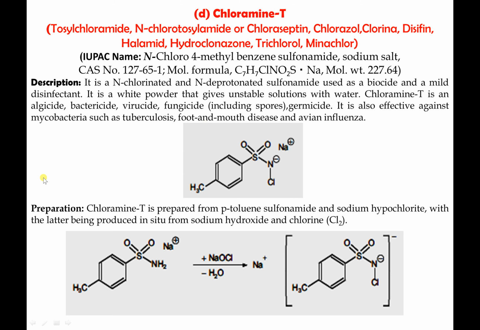Chloramine is prepared by the reaction of para-toluene sulfonamide with NaOCl, that is sodium hypochlorite, which is nowadays also used for sanitization as a preventive measure to stop the spread of coronavirus. Sodium hypochlorite is nothing but passing chlorine gas in NaOH, and some 5 to 10% solutions are used. So in situ sodium hydroxide and chlorine gas, that solution is sodium hypochlorite.